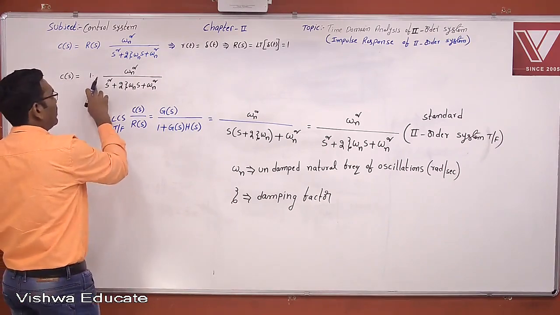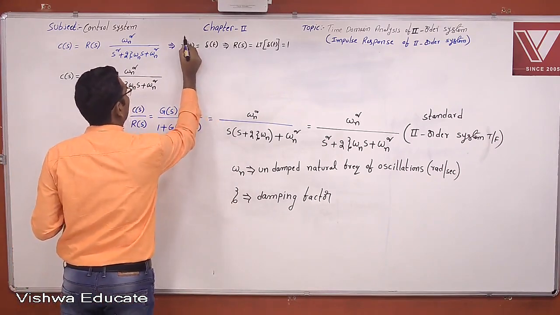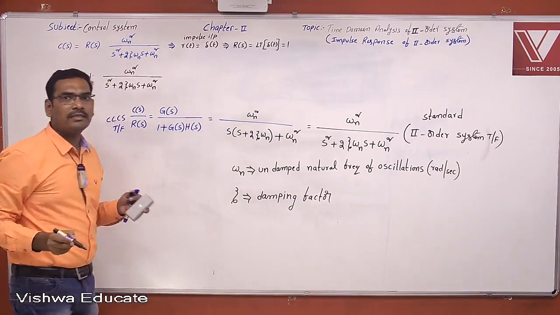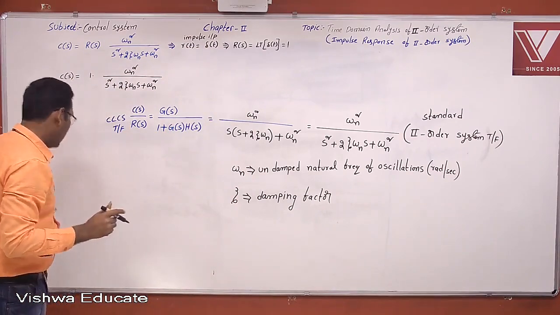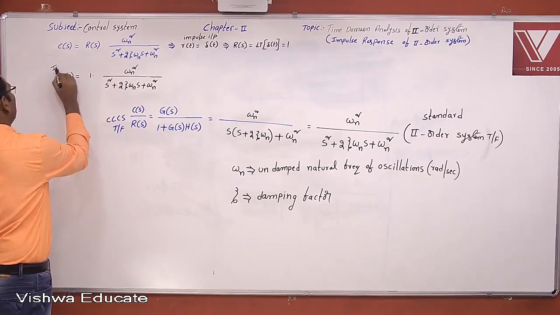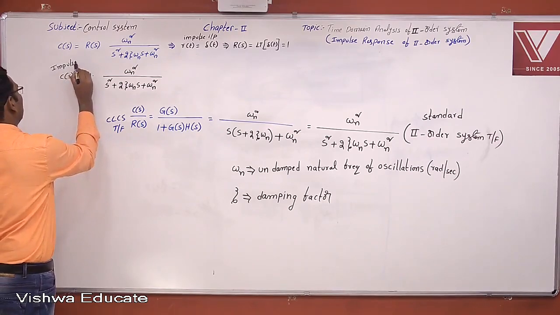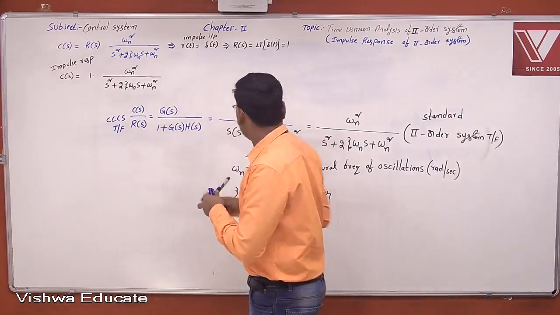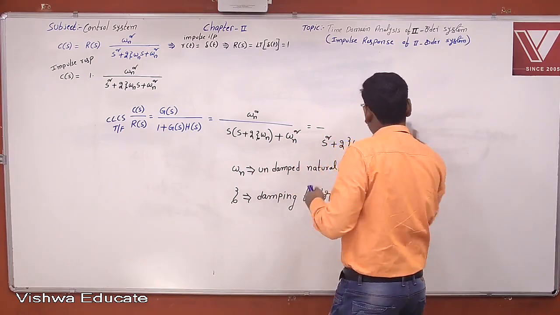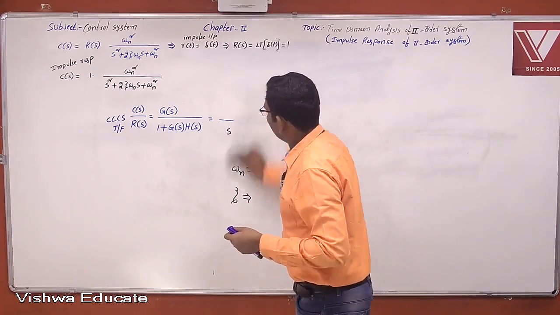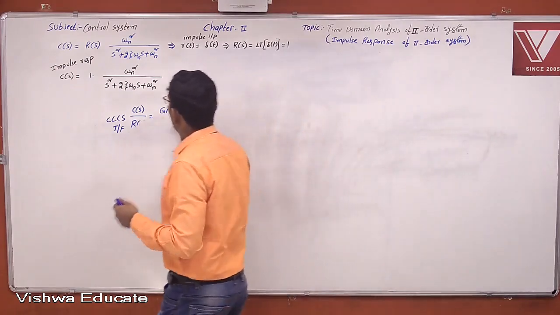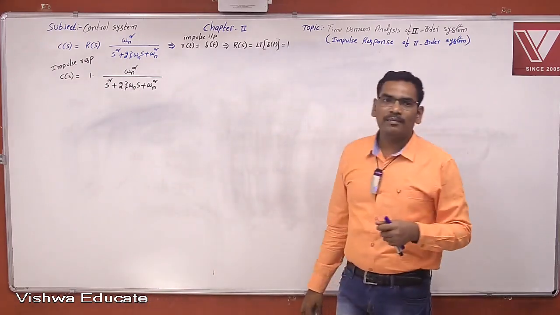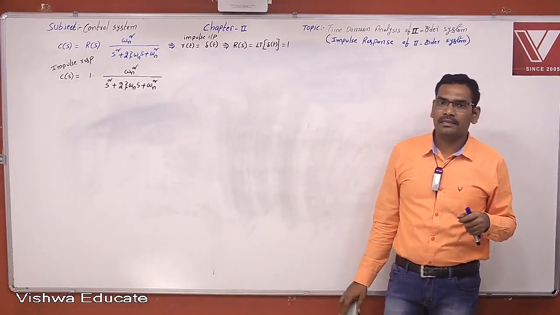Now R of S is 1. Whenever R of S is 1, that is the impulse input. When the impulse input is given, this response is nothing but the impulse response. Students, this is the impulse response when we are giving the impulse input.